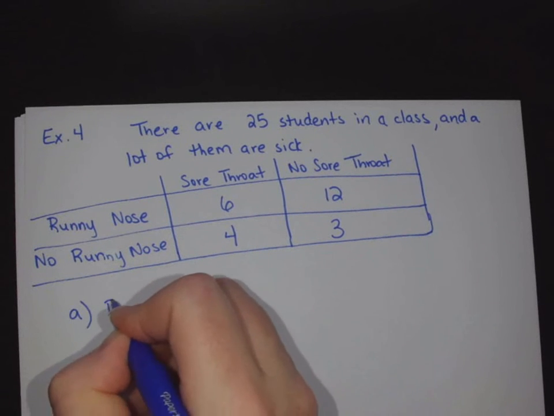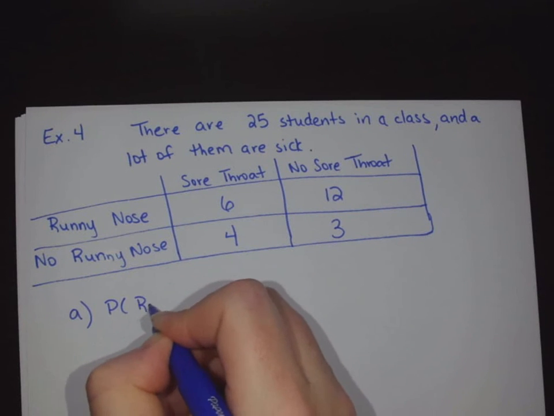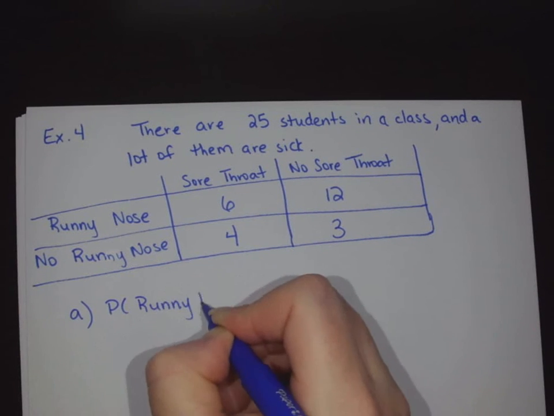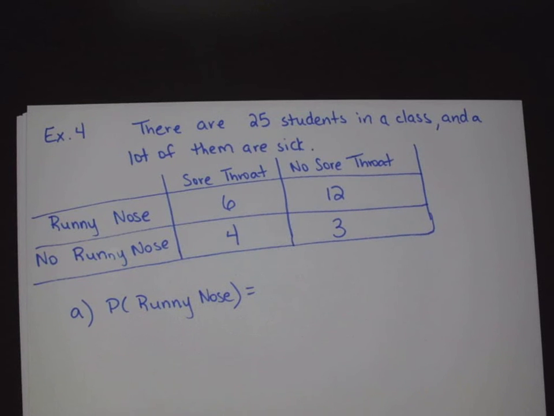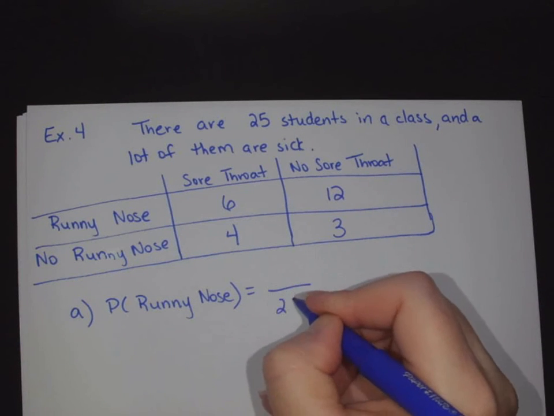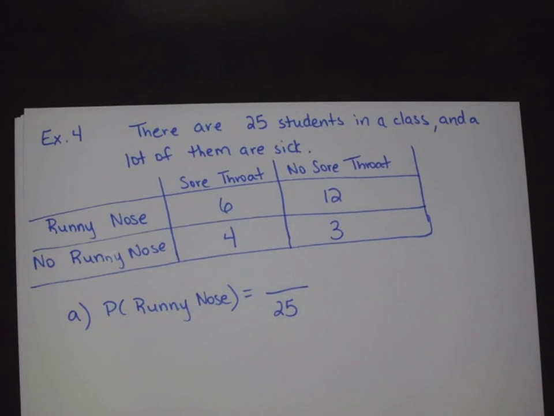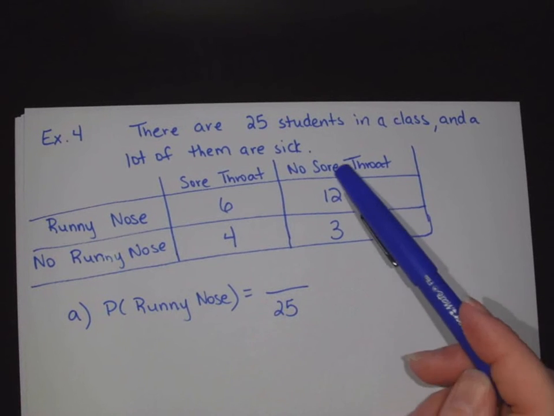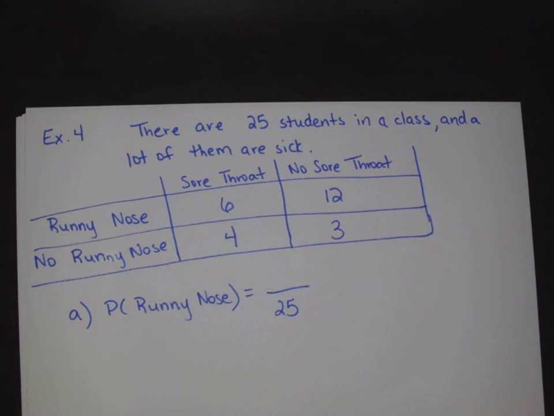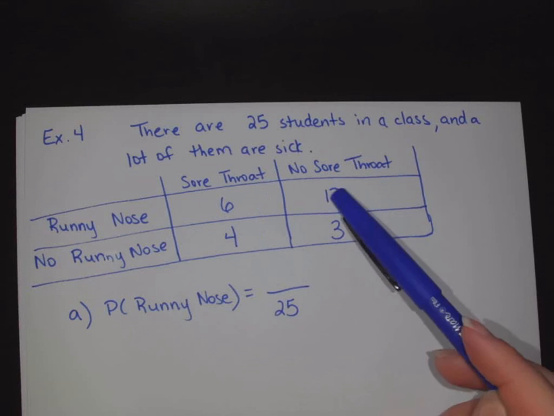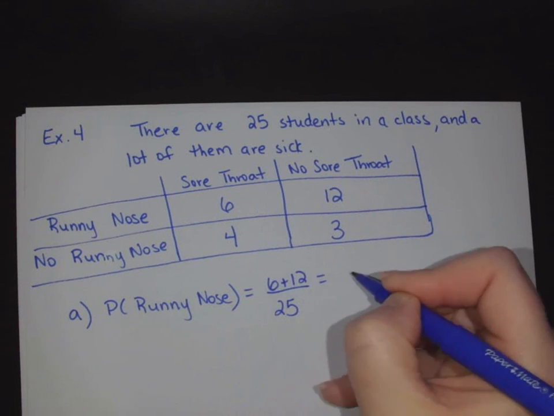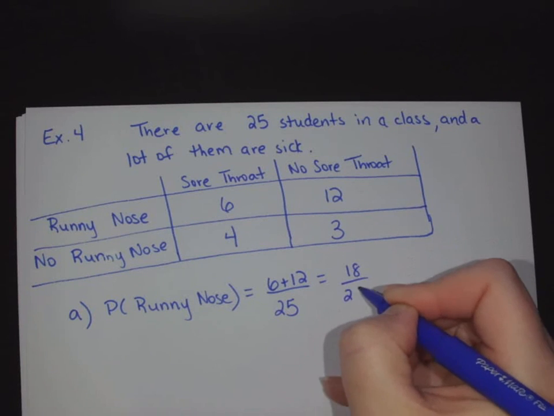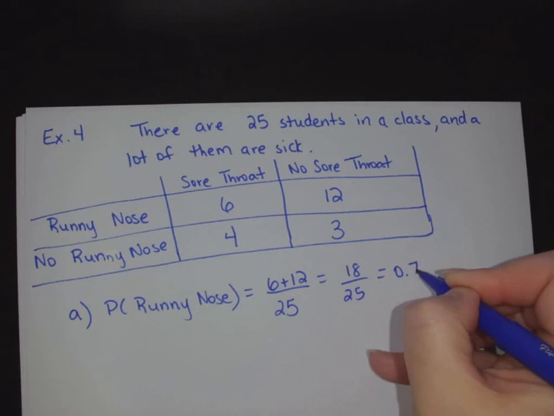Okay, so first, let's find the probability of runny nose. The easy part is we know it's going to be over 25, right? Because there's 25 students. Also, if you didn't know that, you could add them up, just like before. So the runny nose people are this one and this one, right? So we're going to add those up. And so we've got 18 over 25, or 0.72.